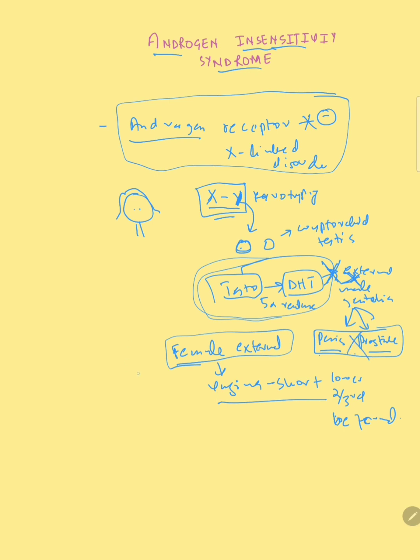Another feature is that because there is resistance to androgens, there will be absent or minimal axillary and pubic hair. Because of the peripheral resistance to androgens, there will be minimal hair in the axillary region.